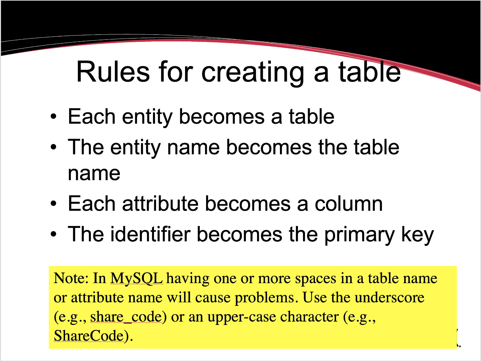Each entity in a data model becomes a table. The name of the entity becomes the table name, and each attribute of the entity becomes a column in that table. The identifier of the entity becomes the primary key of the table. We will adhere to these rules as we make tables corresponding to entities in our data model.